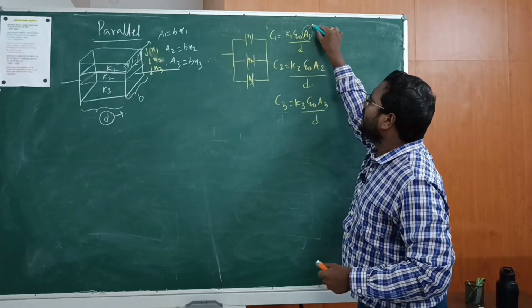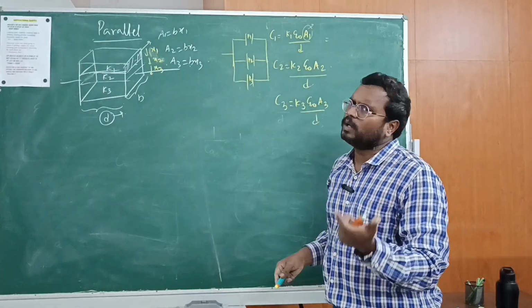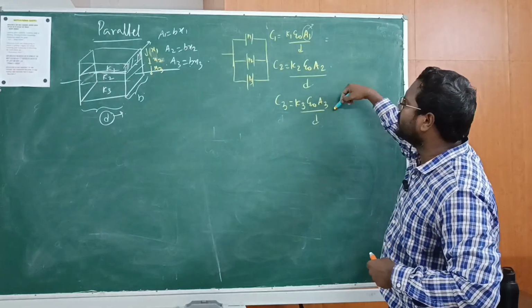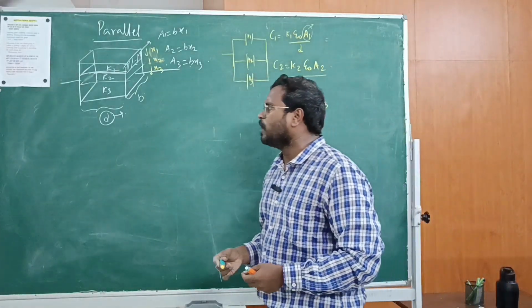So here A1 is going to be B into X1. Sometimes they will say that X1 is equal to X2 is equal to X3. In that case, A1 is A by 3, A2 is A by 3, A3 is A by 3. But if it is different, let us see how to do it.